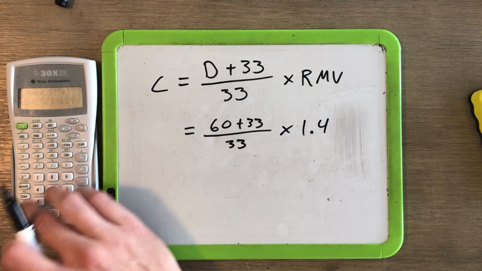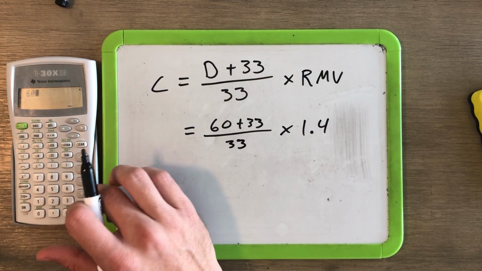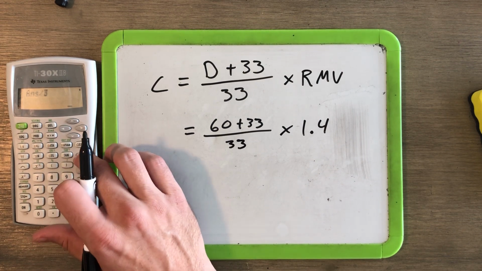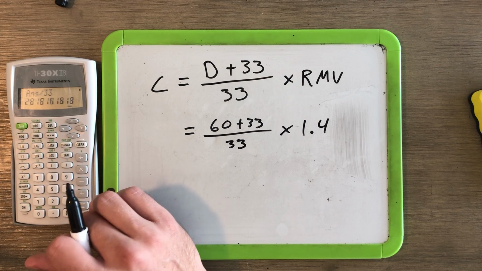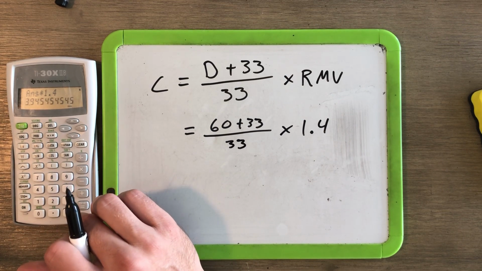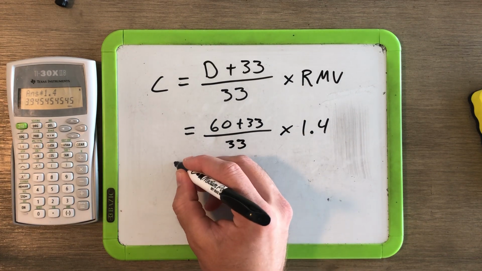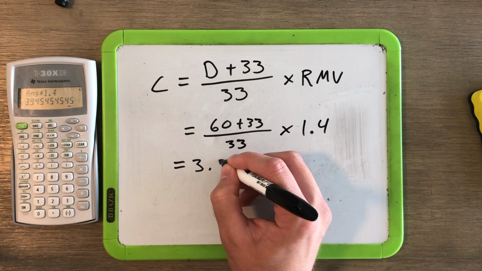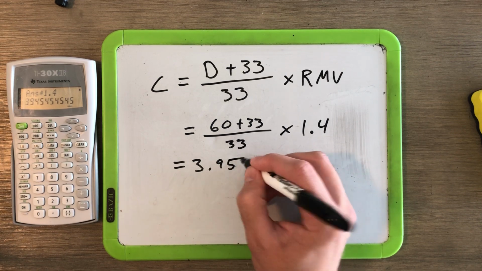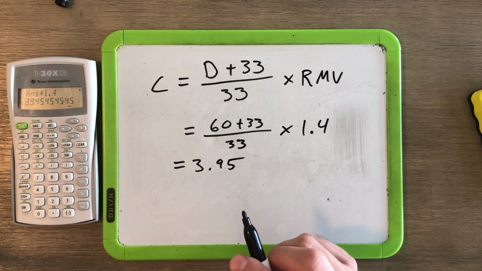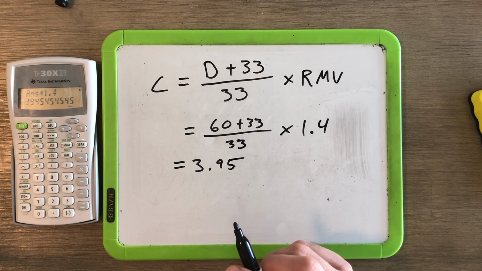So 60 plus 33 divided by 33 times 1.4 is equal to 3.95. All right, so 3.95 is going to be our final answer.